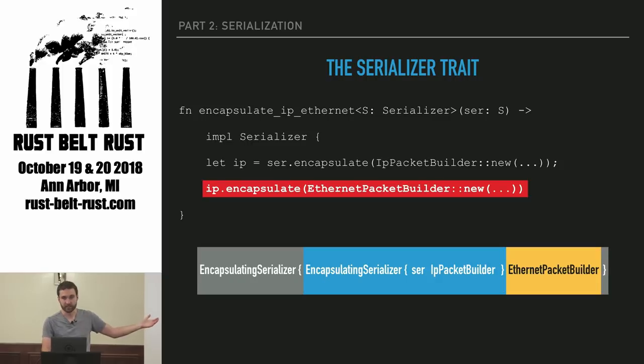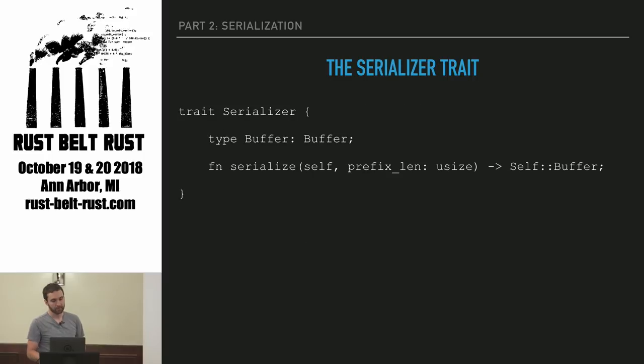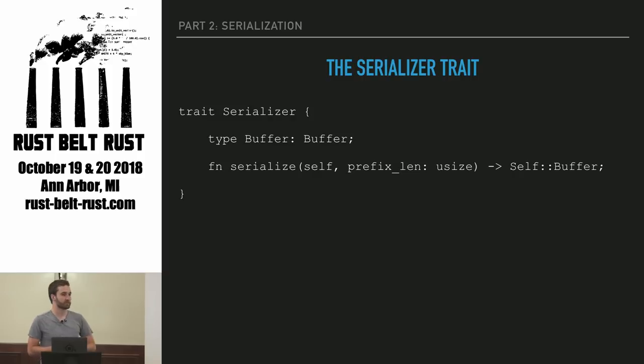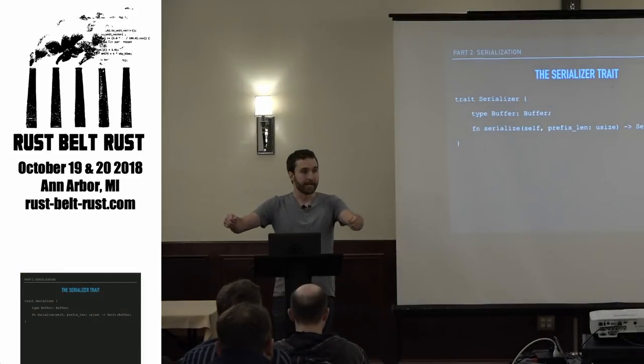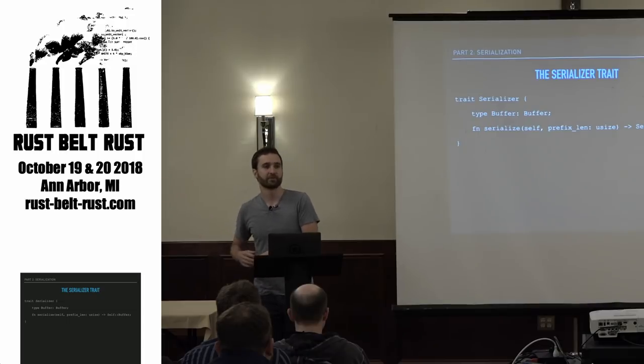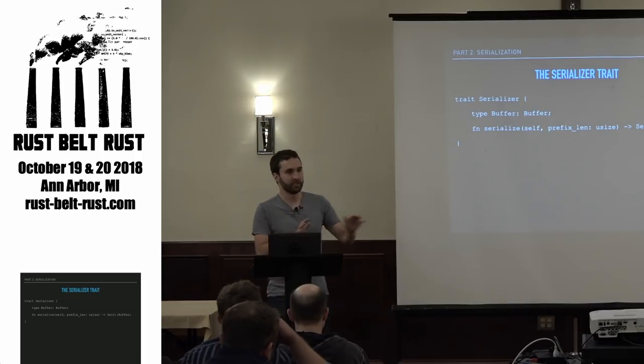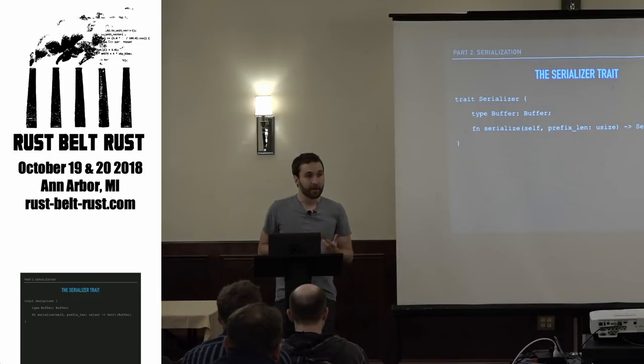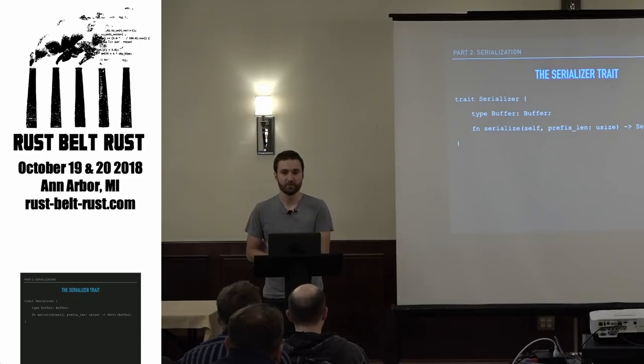Okay, so we know how to construct these things, but how do we actually use them? How do we actually use them to create a buffer and serialize into it? So the way that we do this is with the serializer trait again, and there is a method on the serializer trait called serialize. I'm good at naming. The serialize method is responsible for producing a buffer. So when you call it, it doesn't take an existing buffer. It actually creates and gives you back the buffer. And it might use a pool of buffers, or it might use something that's already allocated. Implementation is up to the implementation of the trait, but it gives you back the buffer. And it takes the number of prefix bytes that you need so far.